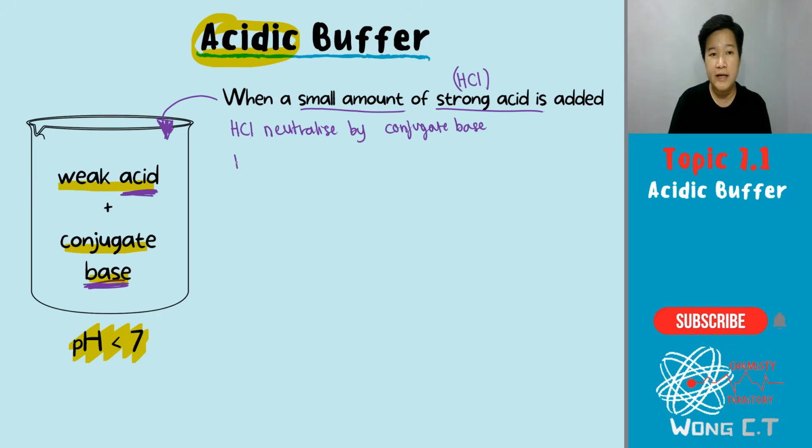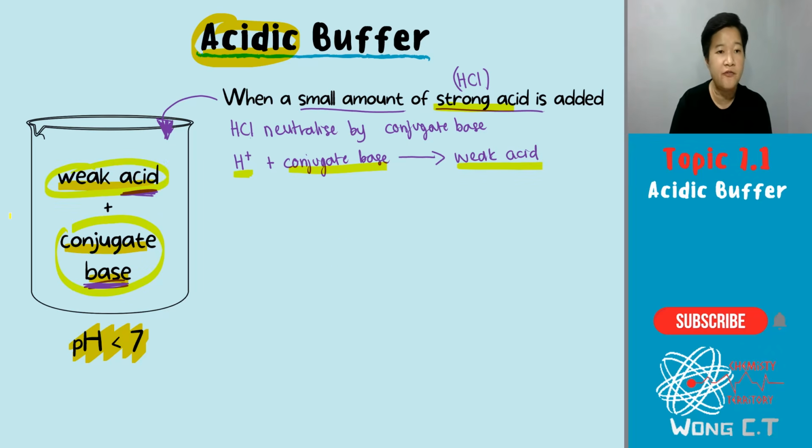Okay? So, in other words, the H+ produced by your hydrochloric acid will be completely neutralized by the conjugate base that you have in your acidic buffer. And when the H+ is neutralized by the conjugate base, what will be produced? You will reproduce your weak acid. As simple as that. Okay? And you can see over here, the things that are involved are the added acid, the conjugate base that you already have in the beaker, and the weak acid that you already have in the beaker.